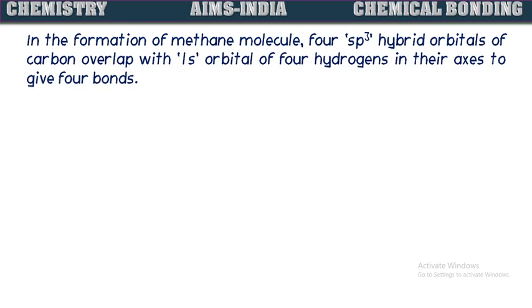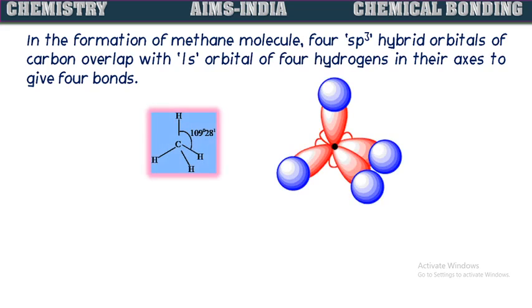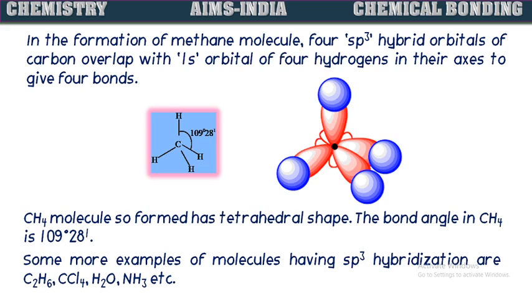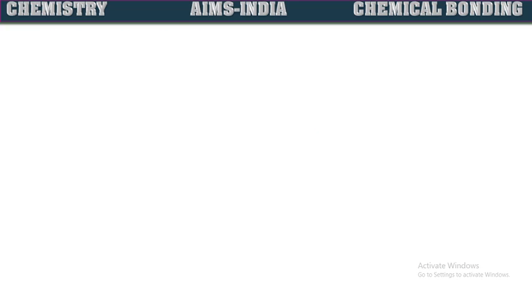In the formation of the methane molecule, 4 sp3 hybrid orbitals of carbon overlap with the 1s orbitals of 4 hydrogens along their axis to give 4 bonds. The methane molecule so formed has a tetrahedral shape. The bond angle in the CH4 molecule is 109 degrees 28 minutes. Some other molecules having sp3 hybridization are C2H6, carbon tetrachloride, water, ammonia, etc. These all contain sp3 hybridization on their central atoms.